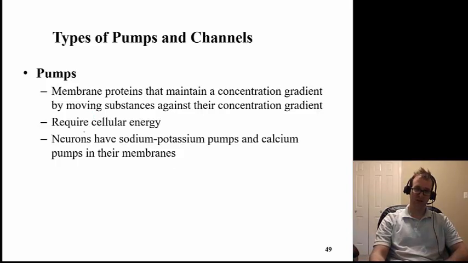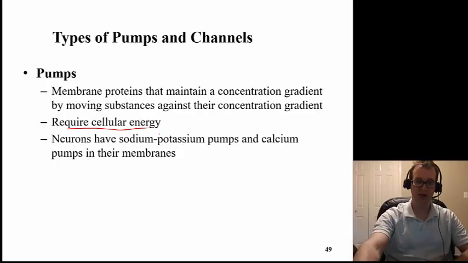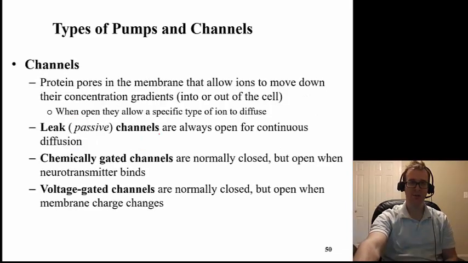In order to do this, you have to spend cellular energy. Just like with muscles, you have to push sodium and potassium into the proper locations. With your nerves, you're going to have to push sodium and potassium into the proper locations, and even calcium as well. And this is all going to work to help maintain the proper function of a neuron.